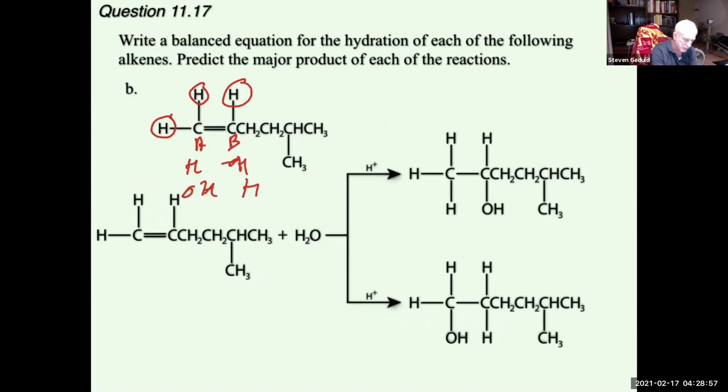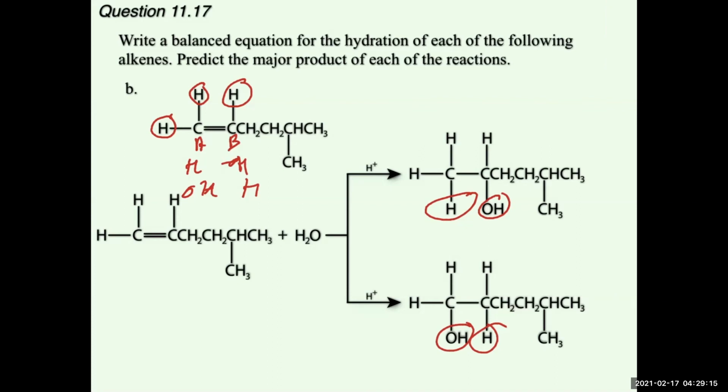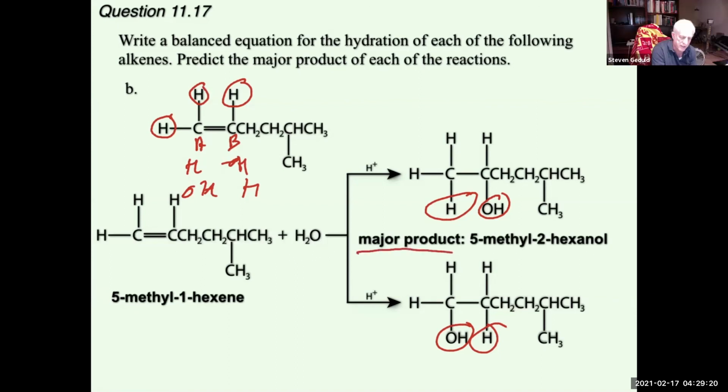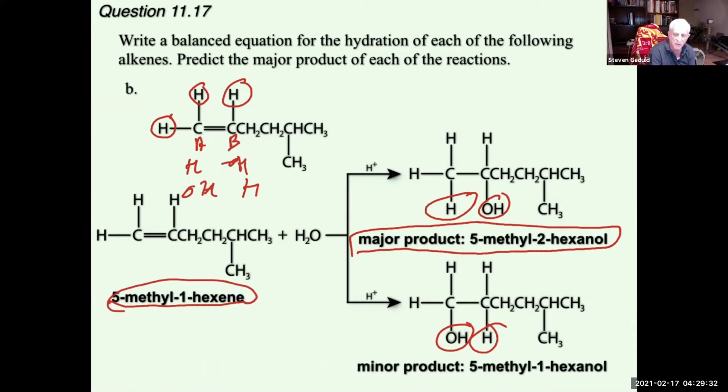Okay. So there's my H and my OH. There's my OH and my H. Okay. So which one is the major product, top or bottom? The top. Top one. Top was my major product. Okay. Major product, and it's 5-methyl-2-hexanol. And this one is 5-methyl-1-hexene. That's the name of that one. So the major product is 5-methyl-2-hexanol, and the other one is the minor product. Okay, and it's going to be 5-methyl-1-hexanol.